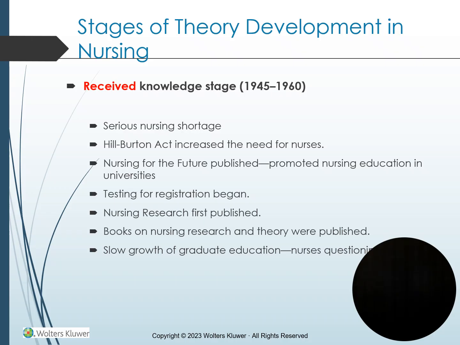We also have the received knowledge stage. This was between the 1940s and the 1960s. This is where we had a serious nursing shortage. It was when the Hill-Burton Act increased the need for nurses, and Nursing for the Future was published. It promoted nurses getting an education in universities. This is when we began to have testing and registration. Nursing research was first published.